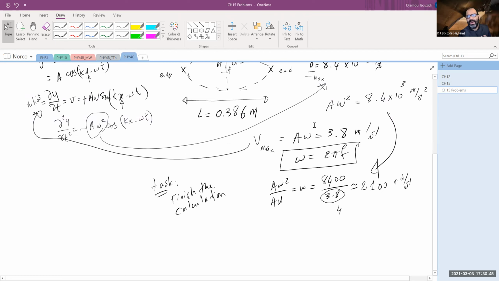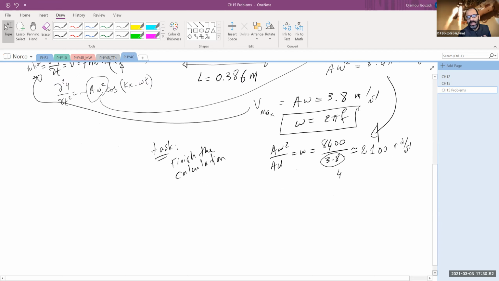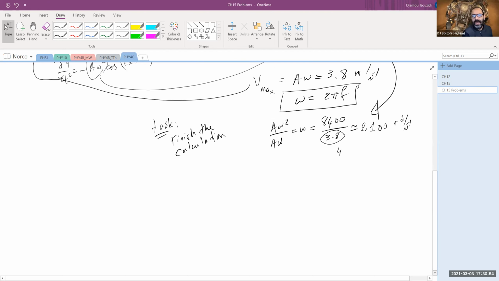So all we want to find now is basically the amplitude. We know omega, so we can use one of the other two relationships, either the first or the second one, and we're in business. Let's use the second one because it's linear in omega. We don't have to square anything. So A times omega, where omega is 8400 divided by 3.8, is equal to 3.8. And if I divide the units correctly, the amplitude A should be in meters, because it's the displacement of a string.